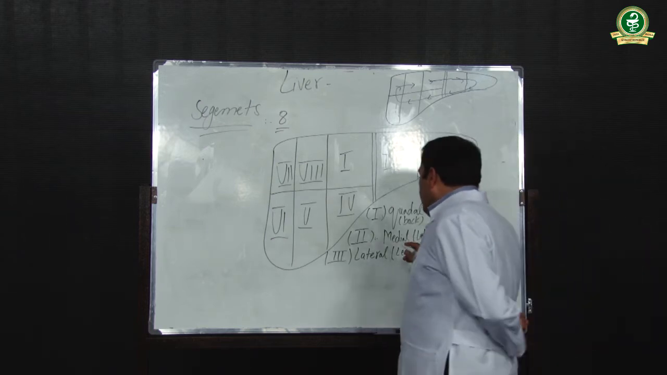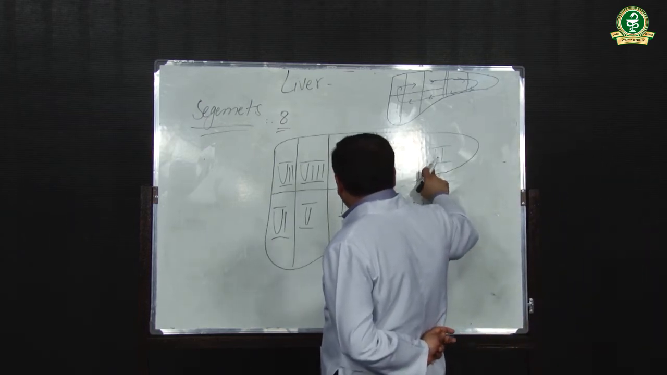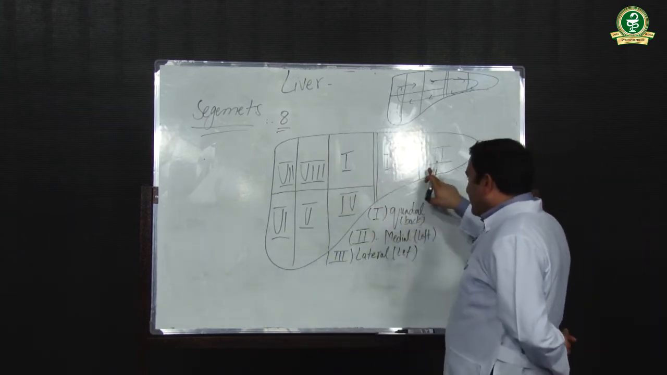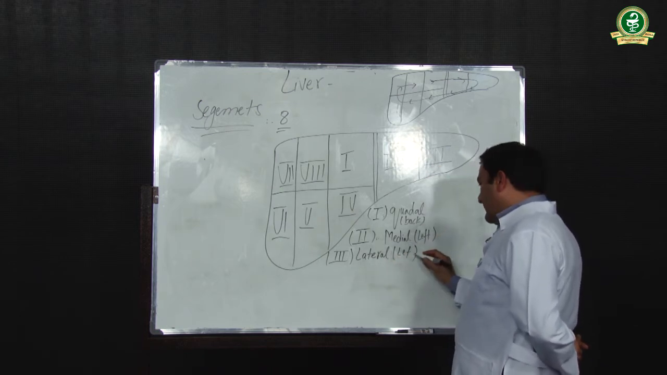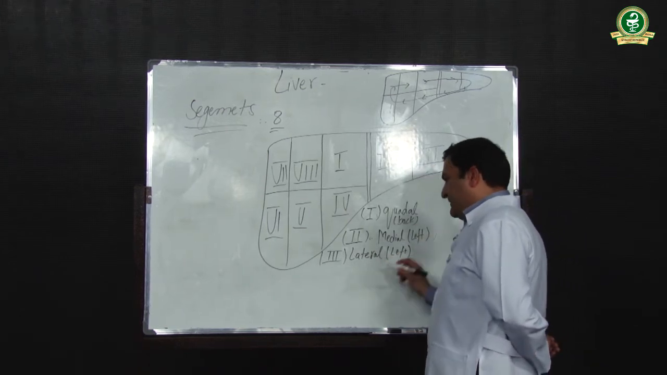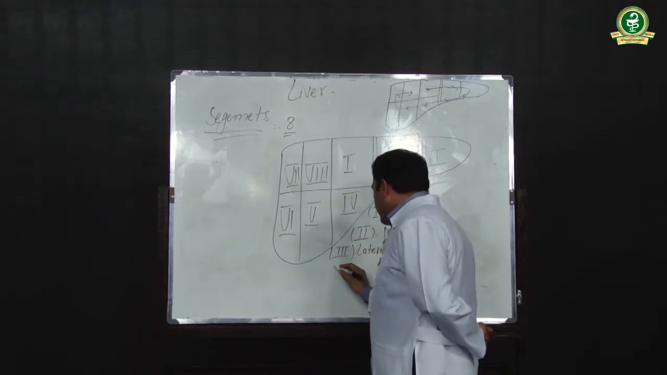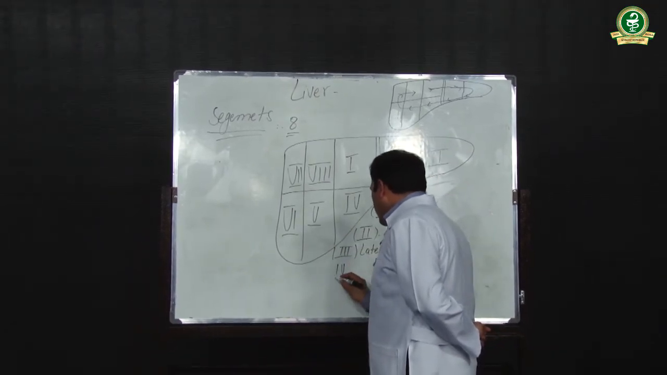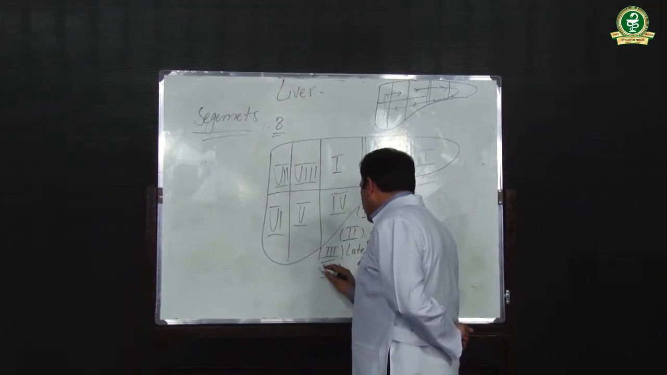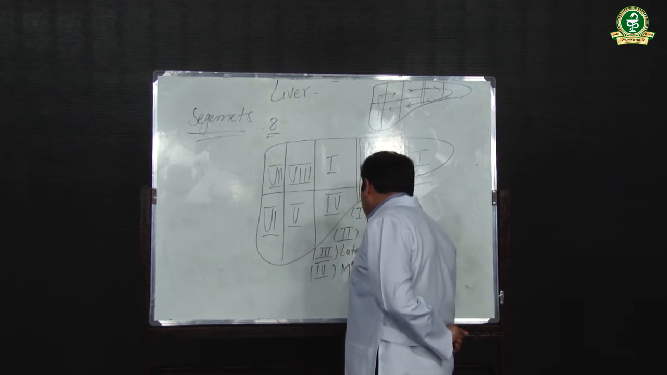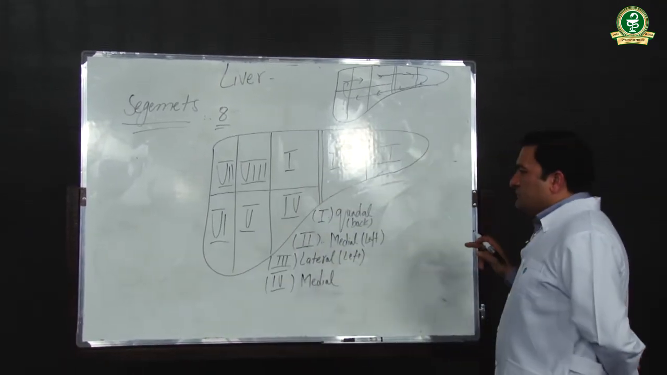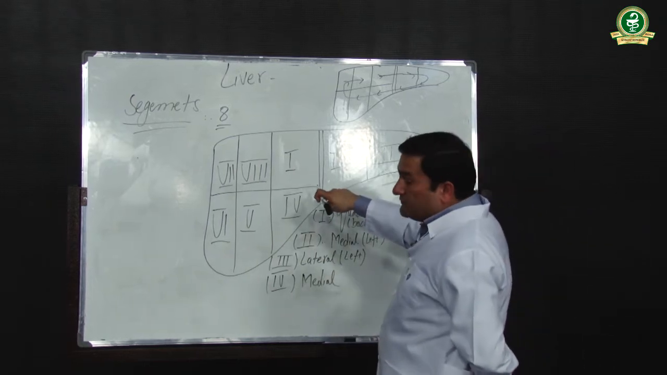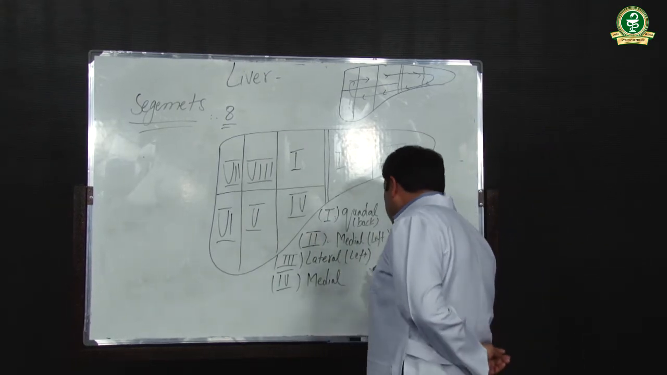Third, away from the central line, is known as lateral, and that side is the left lobe of the liver. Now the fourth lobe, that name is just medial, because it is the middle of the liver.